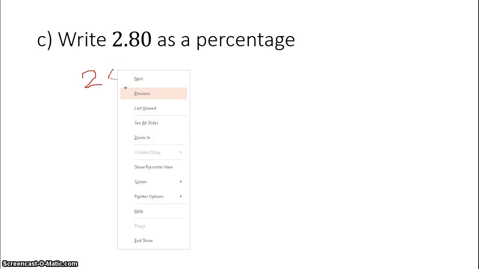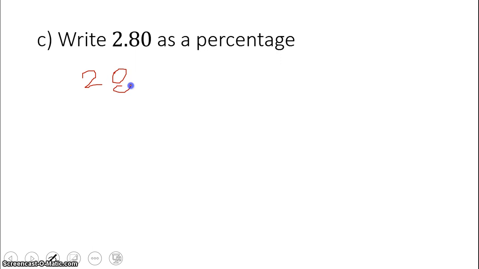Right, 2.80 as a percentage. 2.80 as a percentage, we've got a decimal, so decimal as a percentage, we've got 280 out of 100, which is 280%.